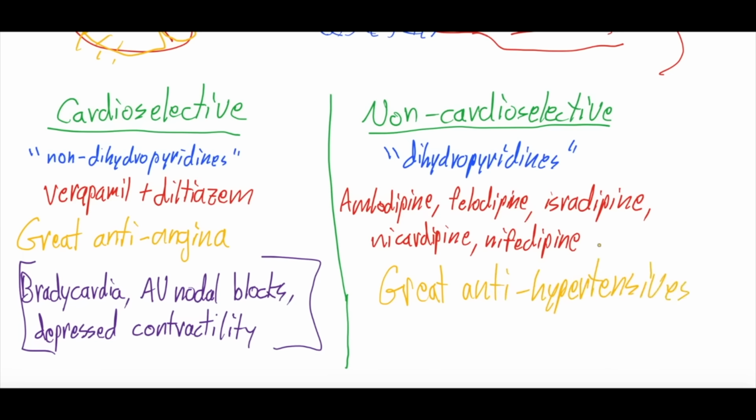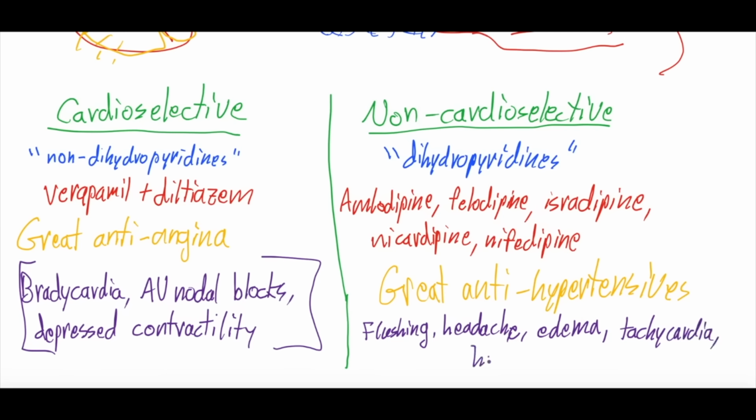Their side effect profile is different from the side effect profile of non-dihydropyridines. Primarily, you'll get things like flushing, headache, swelling in the legs or edema. That's a big one. Someone comes in with bilateral lower extremity edema. You can get tachycardia, and obviously hypotension or low blood pressure.